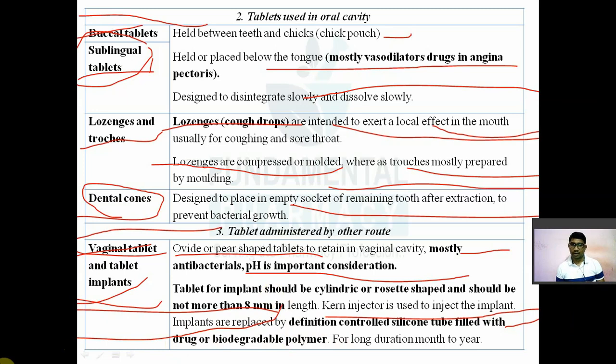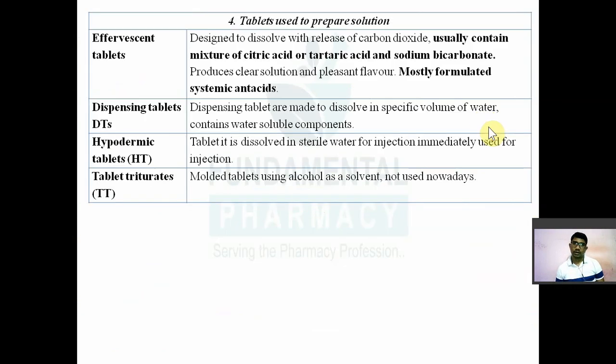A tablet implant should be cylindrical or rosette shaped and should not be more than 8 millimeter in size. The Kern injector is used to inject the implant. Again, implants are replaced nowadays by a defined controlled silicone tube filled with the drug or biodegradable polymer along with your drug. They will act for a longer period of time, okay? Long duration, from a few months. Now the next part is tablets used to prepare a solution.